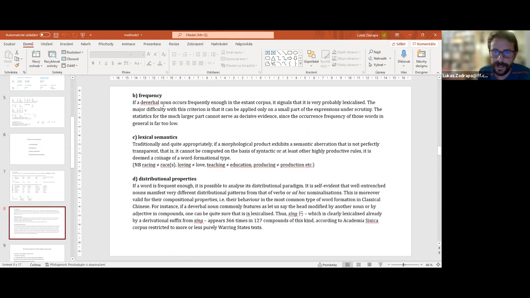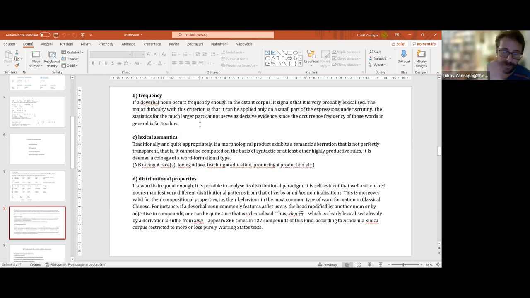I explain these other criteria here very briefly, just frequency. I say that if a verbal noun, or something that maybe is a subordinated verb or already a real noun, well entrenched, lexicalized, listed as a noun that can feature in a dictionary, so that usually it is frequent enough in the extant corpus, it signals that it is very probably lexicalized, but of course it is very relative and subjective, and of course it can be applied only on a small part of the expressions under scrutiny, because many verbs are attested, for example, 5 times or 10 times in the extant text, and this kind of statistics cannot be used to prove whether it is a verb or a noun. So it can be applied only on those most frequent nouns, verbs, let's say.